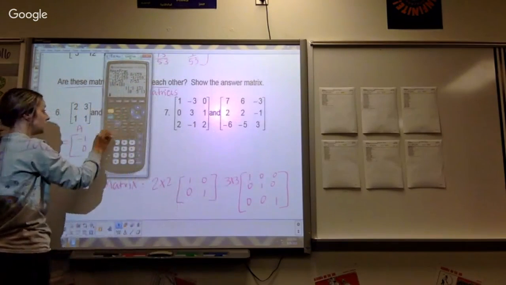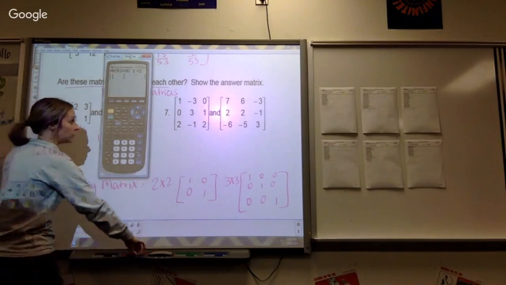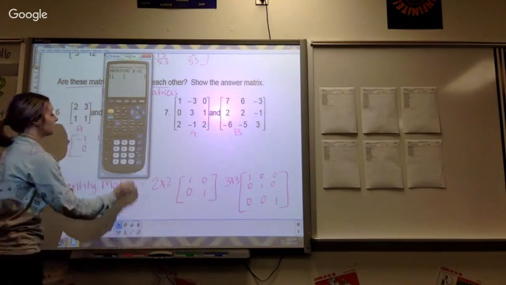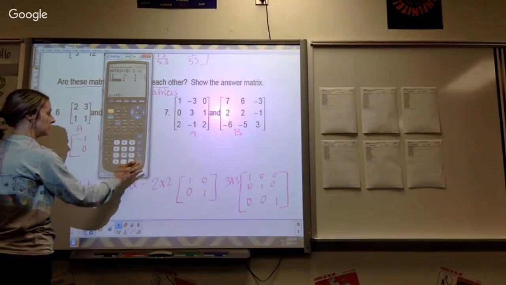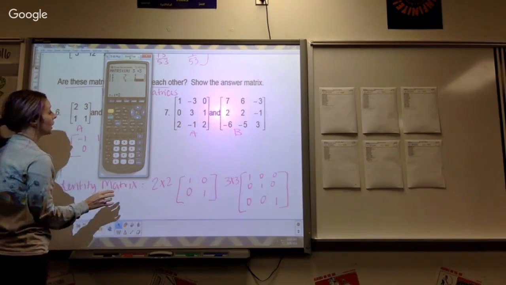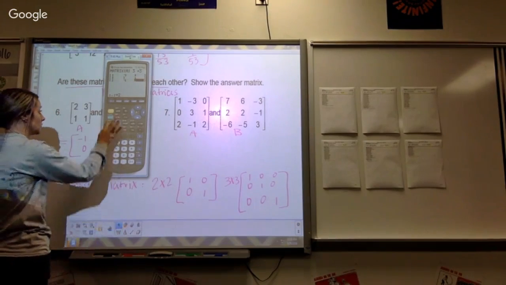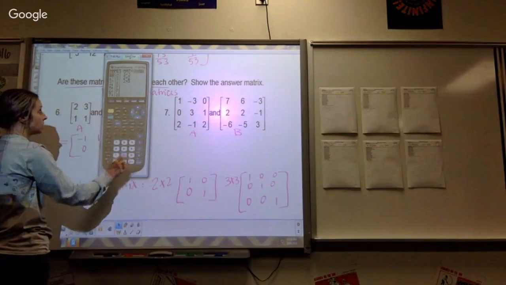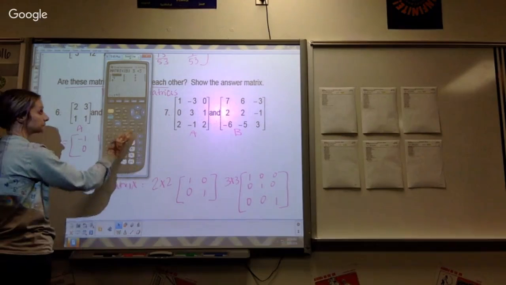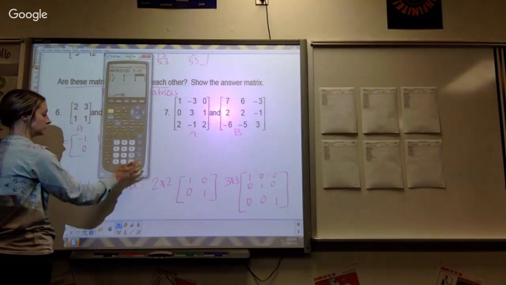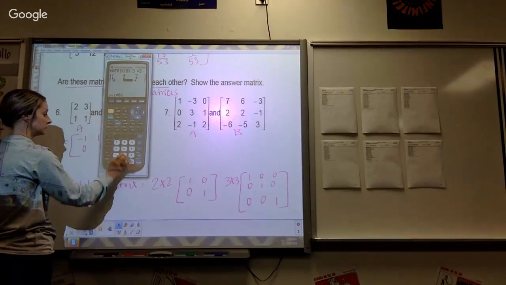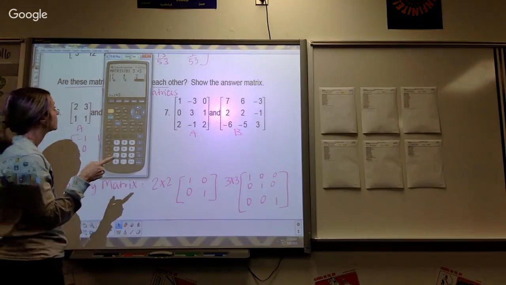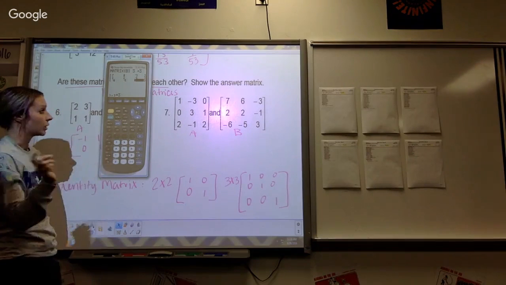All right, same thing on 7. We're going to be multiplying them. So second matrix, I'm going to edit. I'm going to plug this one into A, this one into B. Check your elements once you've entered them in. So okay, second matrix, go to edit. We're going to edit B. So it's a 3 by 3. Checking them, 7, 6, -3, 2, 2, -1, -6, -3. Okay, so we checked them.